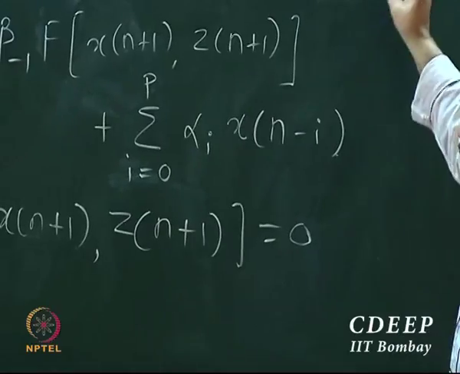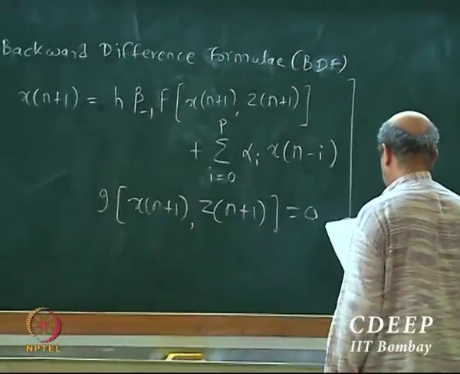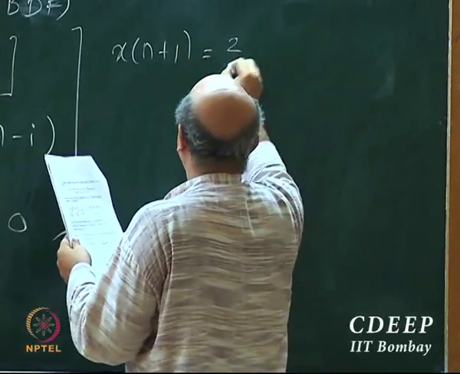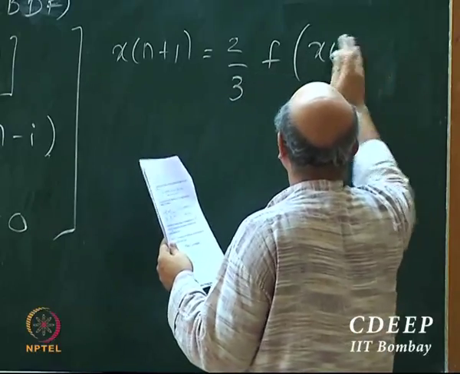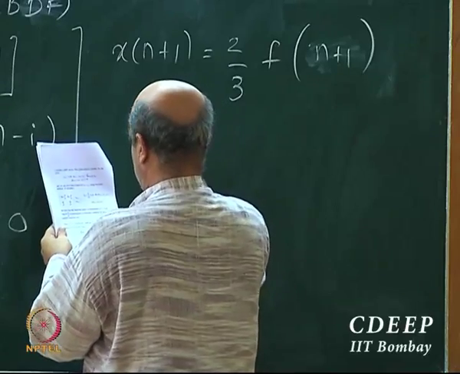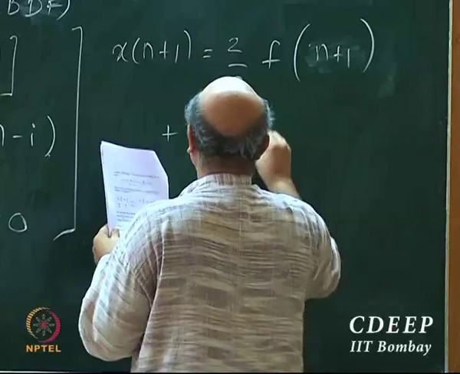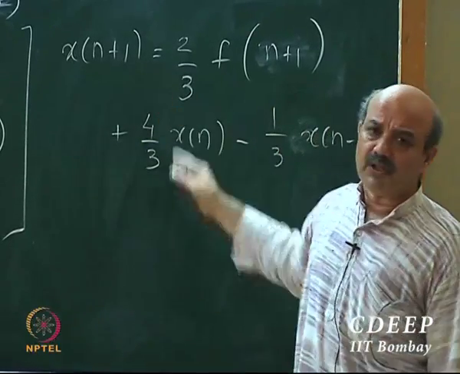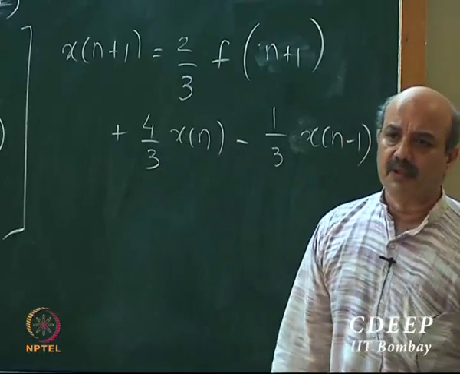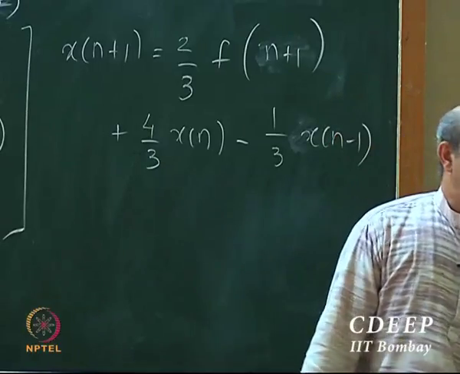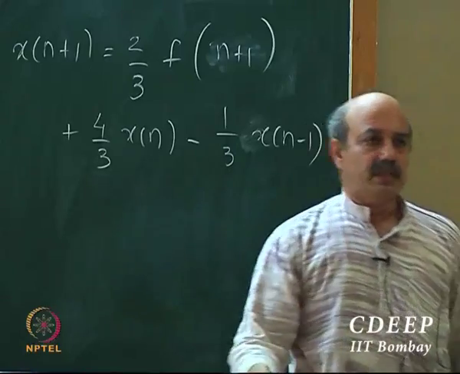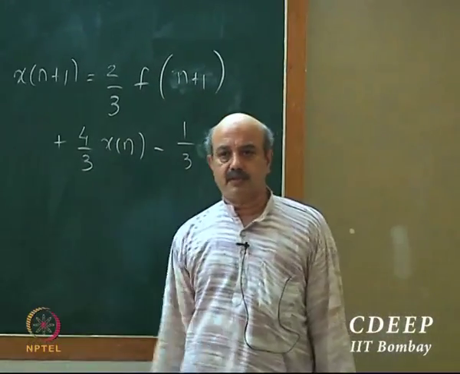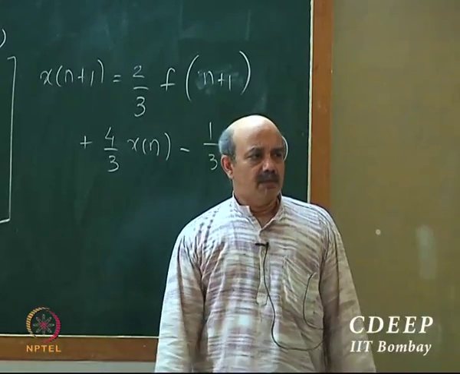So this backward difference formulae, just to give you an example, would be x n plus 1 is equal to 2/3 f. This is one of the backward difference formulae, and you can write more. You can get this from the textbook, or you can derive it. You know how to derive this BDF formula. We only use the derivative f n plus 1 and all x values from x n to x n minus p. You can derive these coefficients. Likewise, there are many methods.